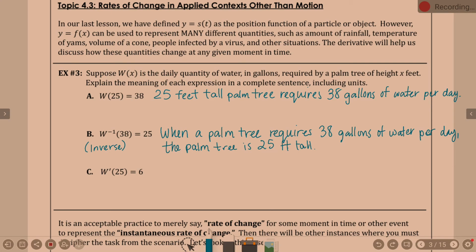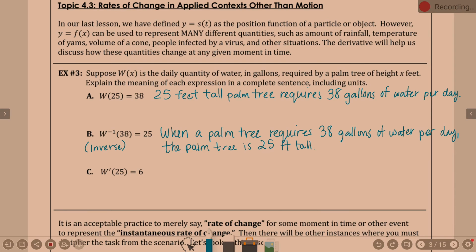Okay, see. The whole point of this lesson here, whole point of this unit. W prime of 25 equals 6. The velocity of the tree? Velocity? Really? It's not about the tree growing. It uses 6 gallons something. So how about think 6 gallons more?